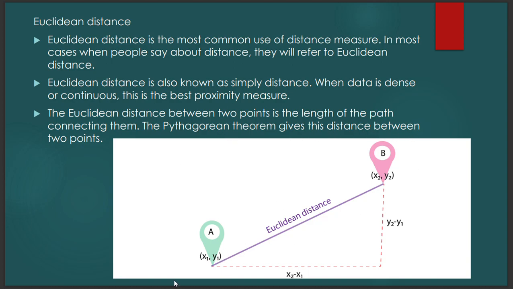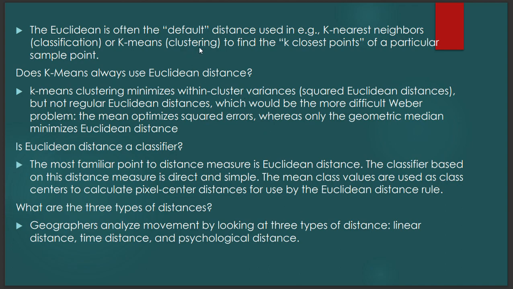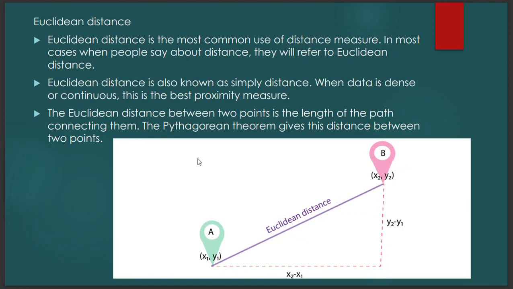These are the points we can see here. This is the path we can see here: x1, y1 and x2, y2. This is the x-axis, y-axis, and this is some z-axis. By applying the Pythagoras theorem, we can calculate this Euclidean distance. This is the minimum distance. Euclidean distance is the default distance used in k-nearest neighbors or k-means to find the closest points to a particular sample point.